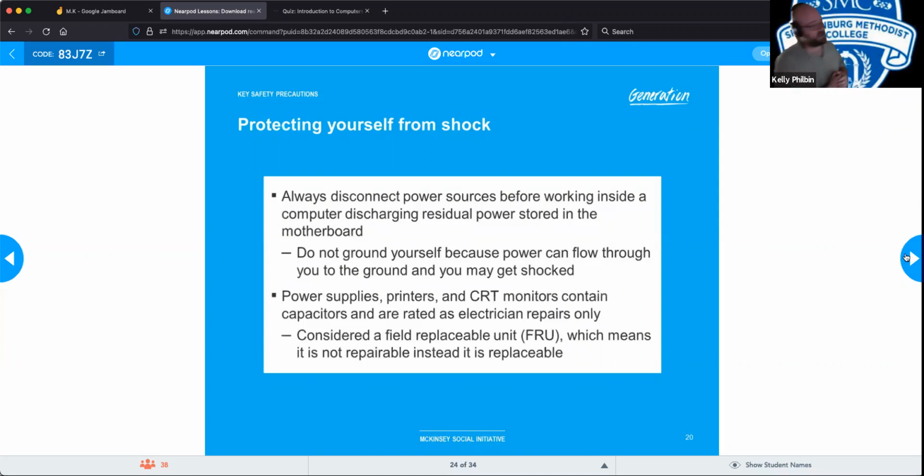So if ever you are asked, is there ever an instance where you open up and work on a power supply? It is a resounding no. There is no other possible answer for this. We don't do it as IT techs.